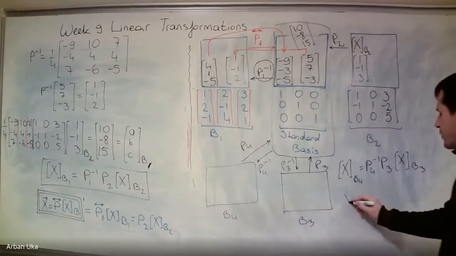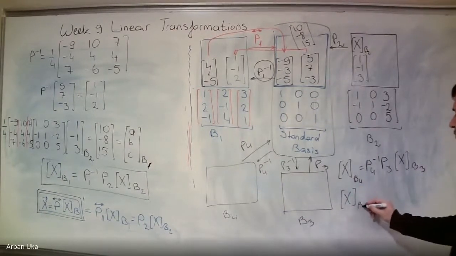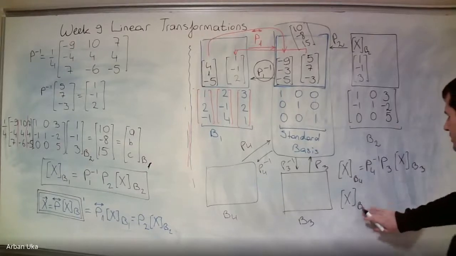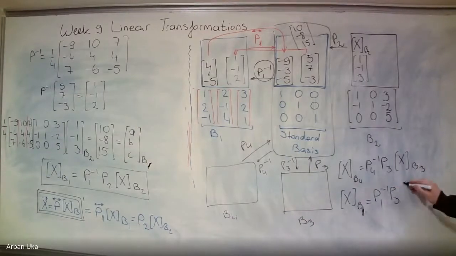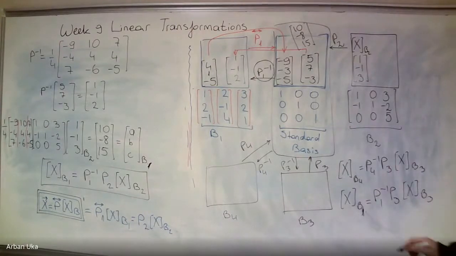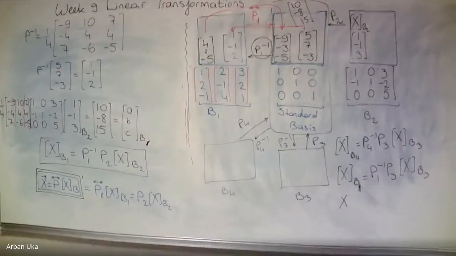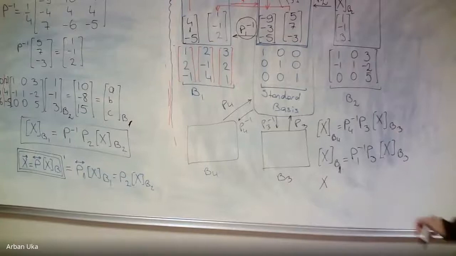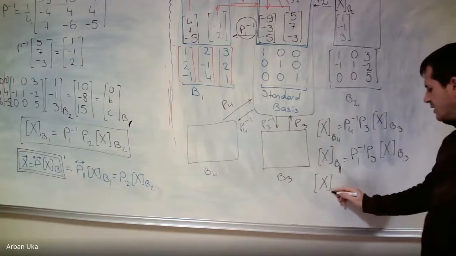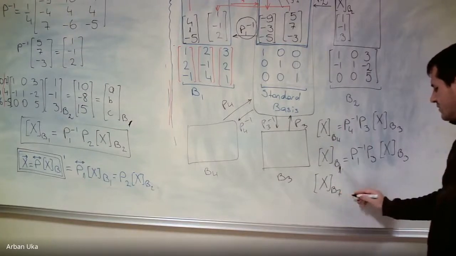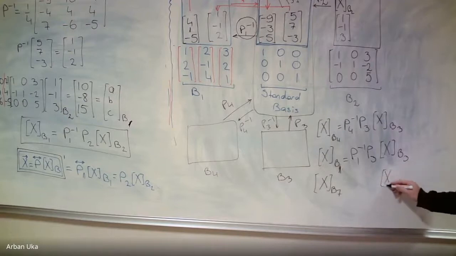Or similarly, if we want to see the projection of vector x according to basis B1, what is this equal to? This would be P1 inverse times P3 times x in basis B3. Or let's say we want to find how we go from basis B7, and how is the relation between a vector in basis B7 and B8.